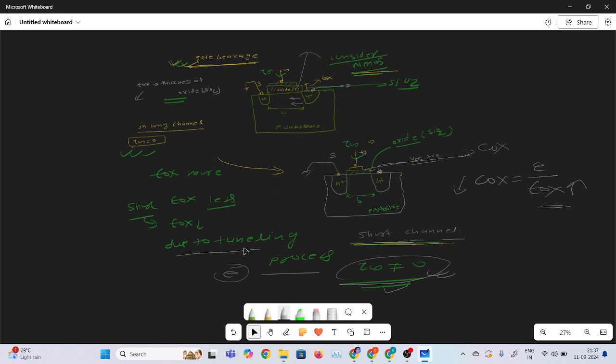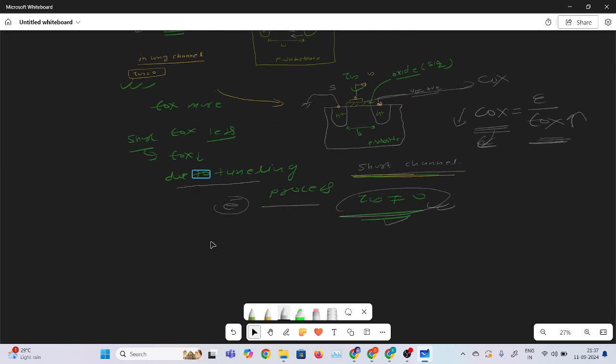Actually our desire is that the oxide capacitance should be constant. In the short channel, if we increase the TOX, the oxide thickness, the oxide capacitance will decrease. So this is not good. Our desire is that the oxide capacitance should be constant. So to overcome this issue, instead of the silicon dioxide we use another oxide, that is hafnium dioxide.